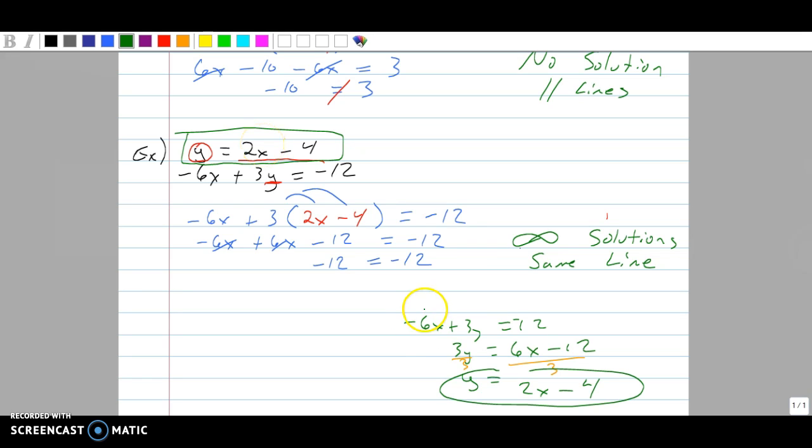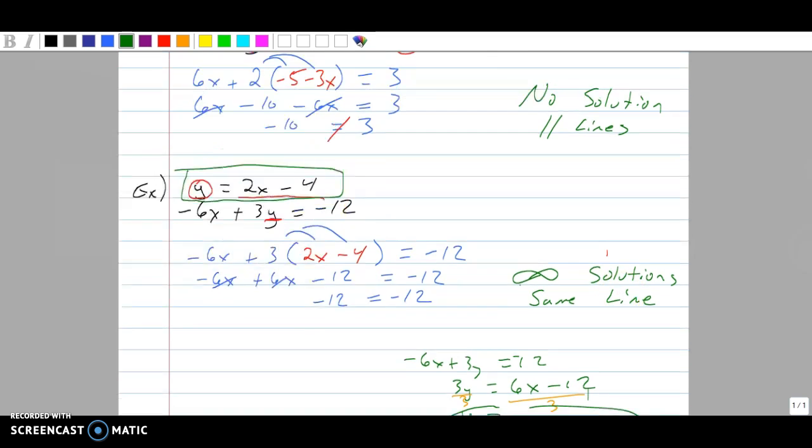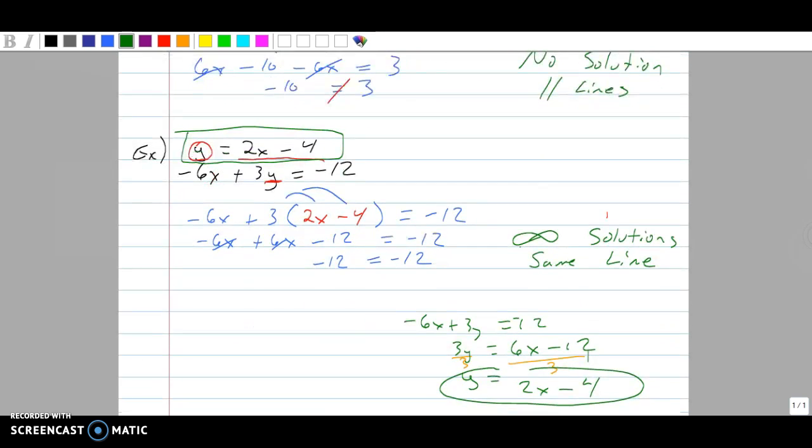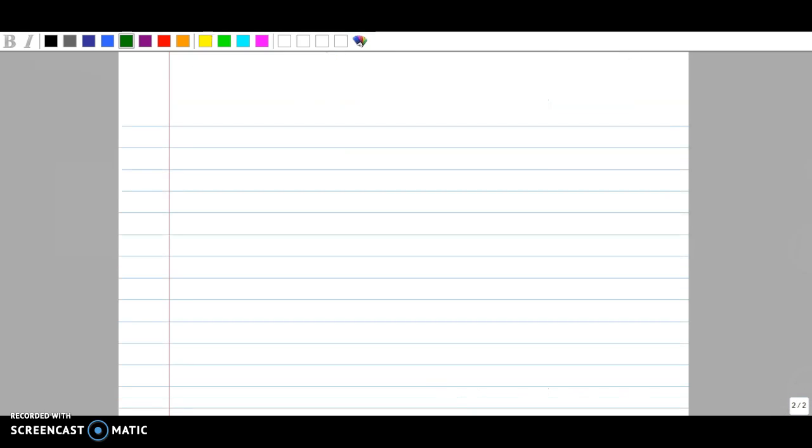Now again, guys, you don't have to do this part here. Don't worry about that. What I need you to know is that if the variables eliminate and it's true, it is infinite solutions, the same line. If the variables eliminate and it's false, that means it is no solution or parallel lines. So, in case you need it, this might be helpful for some of you. We'll make a little flow chart.